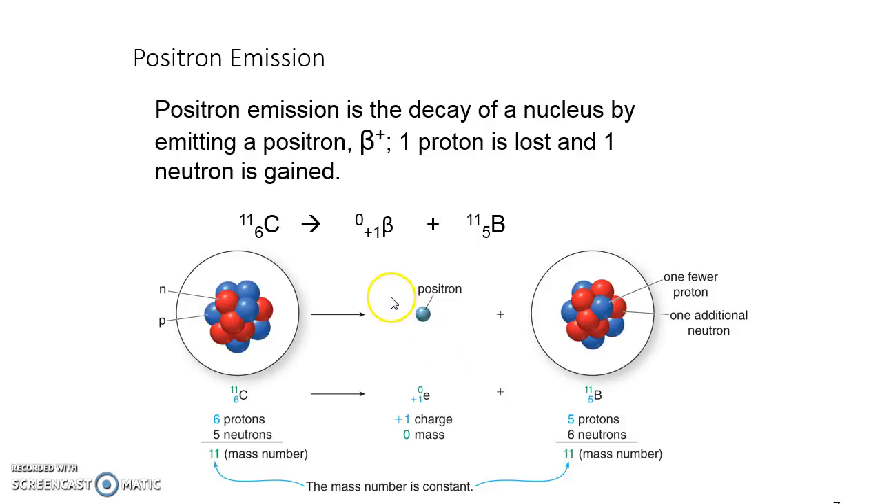Carbon-11 undergoes positron emission. So here's carbon-11, and what does it do? With time, it spits out a positron. Notice 0 plus 11 is 11. Positive 1 plus 5 is 6. It's balanced. And you can see here, this is the proton that became a neutron.